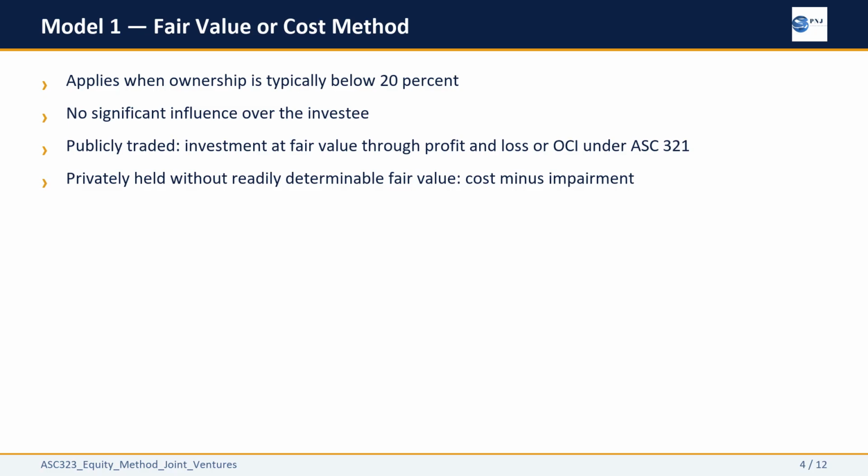The first model applies when you own a relatively small stake and have no significant influence over the investee. Under Accounting Standards Codification 321, publicly traded equity securities are carried at fair value, with changes flowing through profit and loss or other comprehensive income. For private company investments without a readily determinable fair value, you use a cost minus impairment approach. The defining feature here is passivity. You are along for the ride, not participating in decisions. When that changes and you start influencing the investee, a different model kicks in.